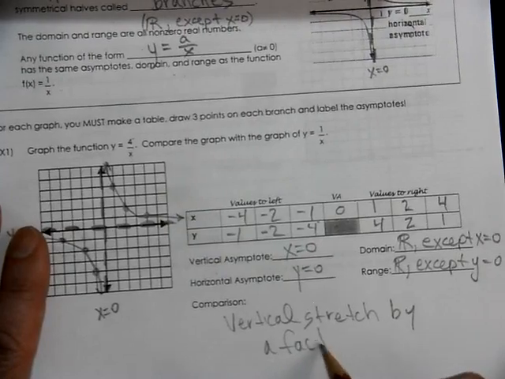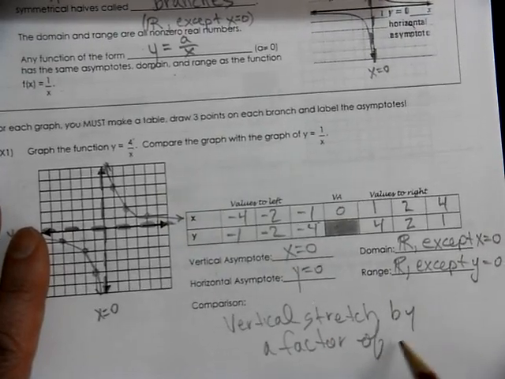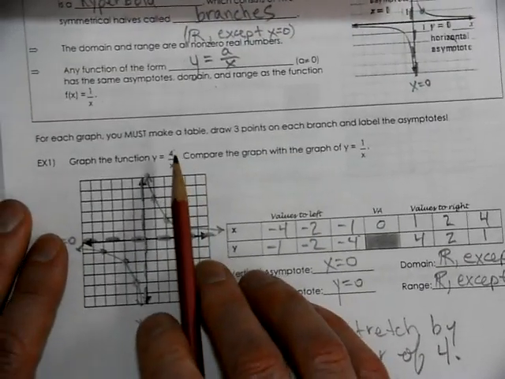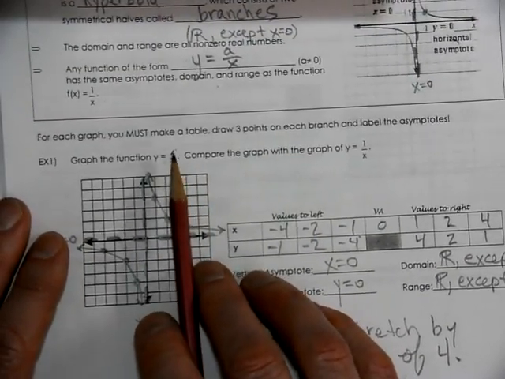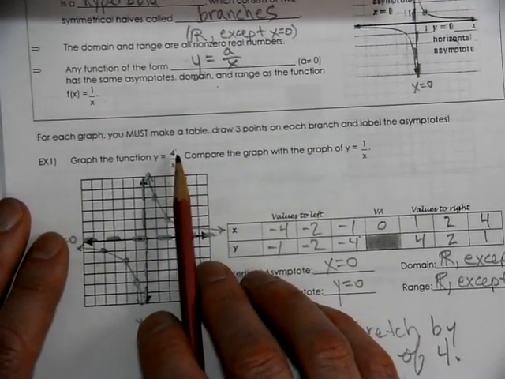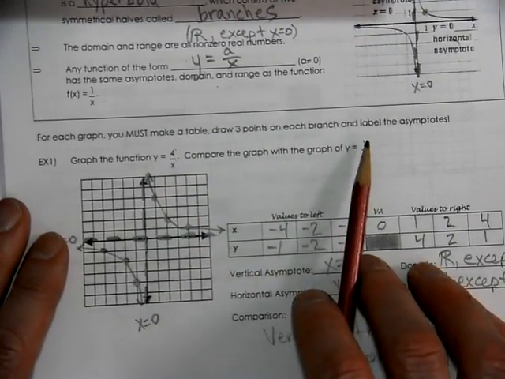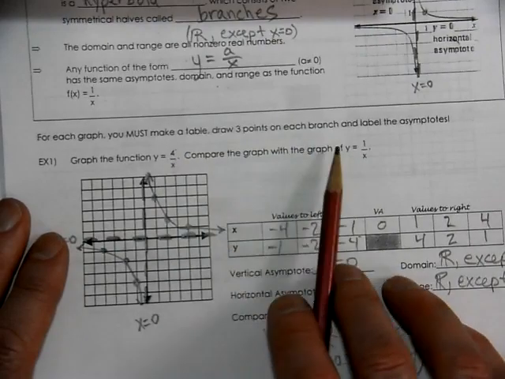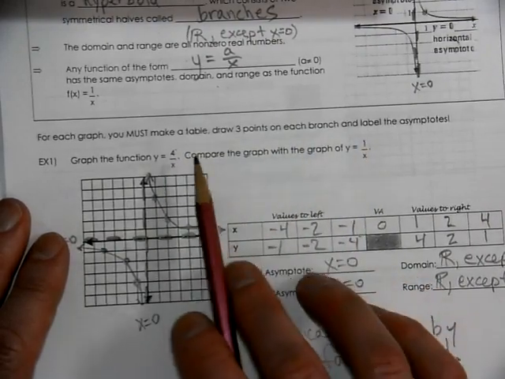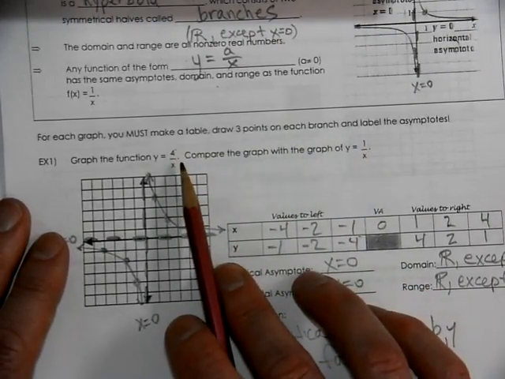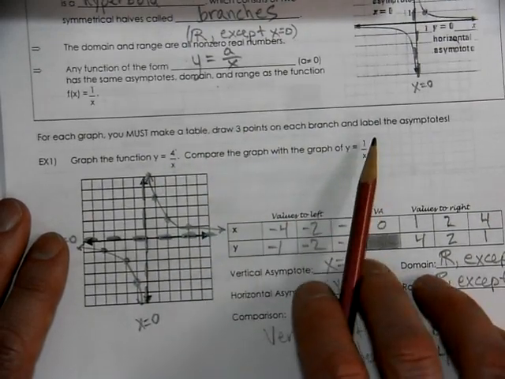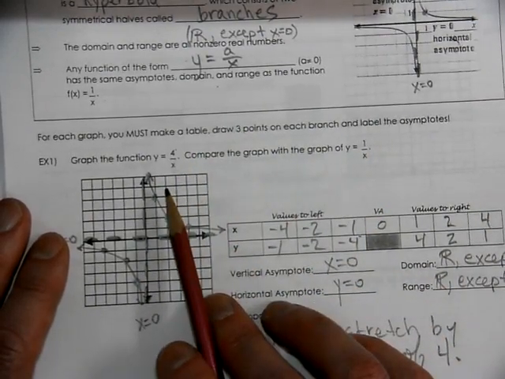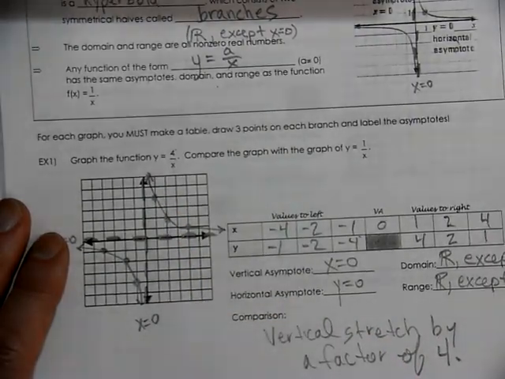By a factor of 4. Whenever we're multiplying, this is just 4 times 1 over x. The 4 would multiply the 1, so we have 4 over x. We're multiplying the parent function by 4, so that is stretching it vertically by a factor of 4.